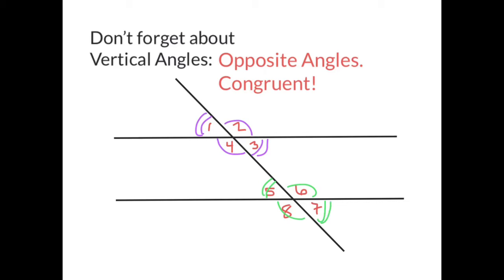angle 7 are congruent. And again, this congruent relationship will allow me to find missing values by setting the two things equal to each other, because that's what it means to be congruent. They have equal measure.